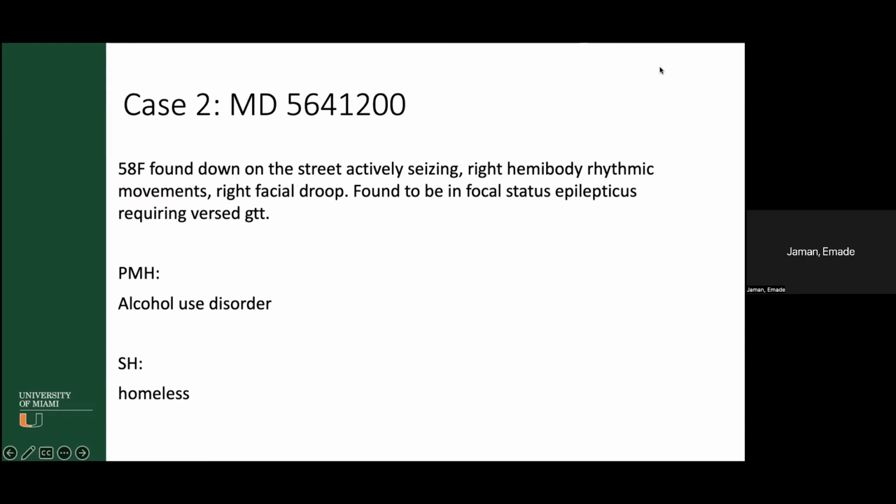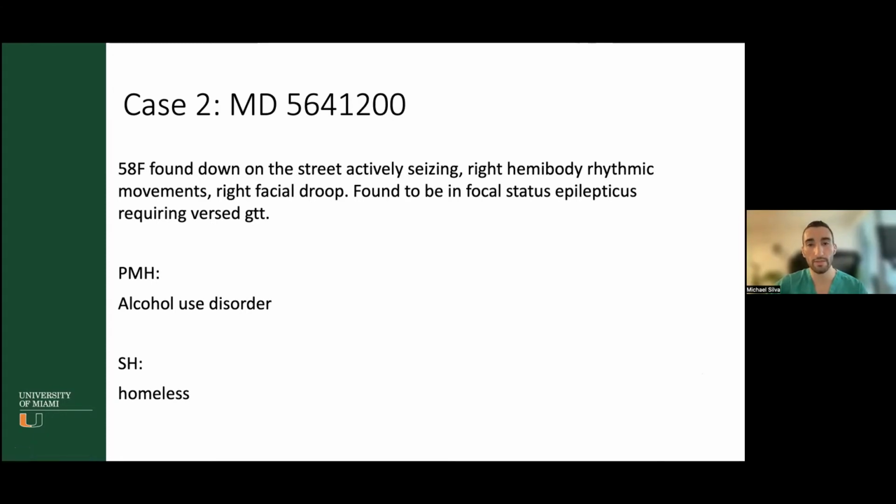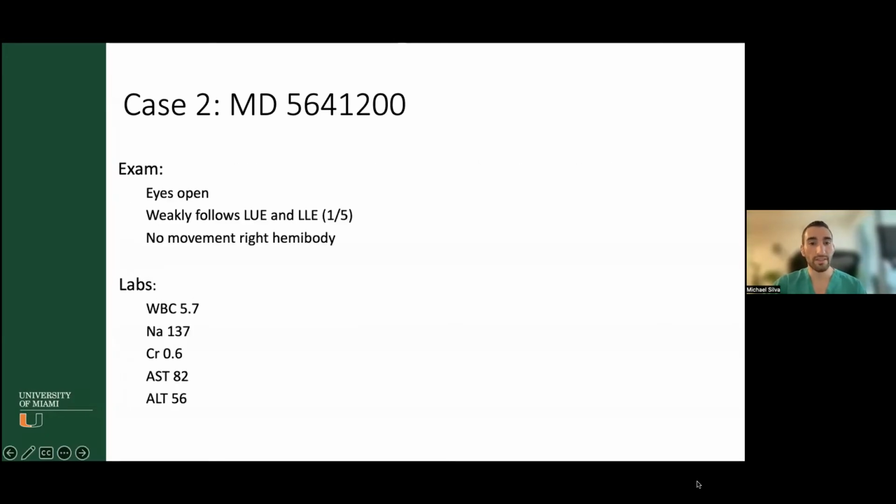Yeah, I'm here. All right, so this is a 58-year-old homeless female. She was found on the street actively seizing with right hemibody rhythmic movements, also noted to have a right facial droop. She was admitted to the ICU, found to be in focal status that required a Versed drip to control. Past medical history notable for alcohol use disorder. And as I mentioned, she was homeless. So on exam, again, she's on a Versed drip, a little bit sedated, but her eyes are open. She follows weakly on the left side, but very minimally. And the right hemibody did not show any movement. There are her labs as well, slight bump in the LFTs.